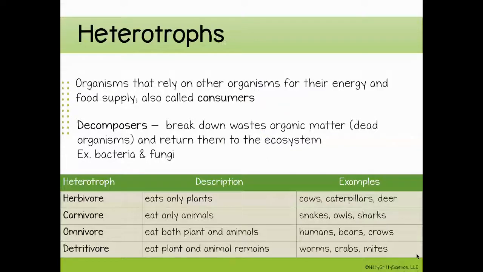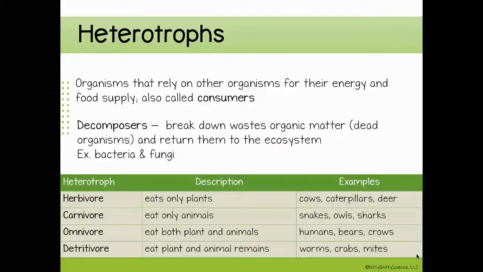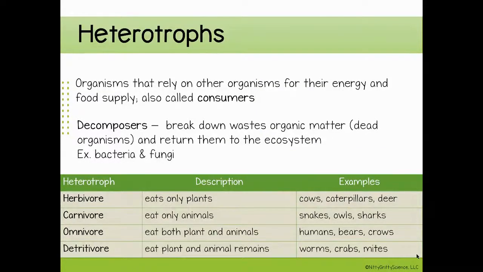Now, autotrophs make their own food, but most organisms do not make their own food, and they actually rely on other organisms for their energy and their food supply. So these organisms, or heterotrophs, are also called consumers. And consumers are going to be classified by what they eat, okay?